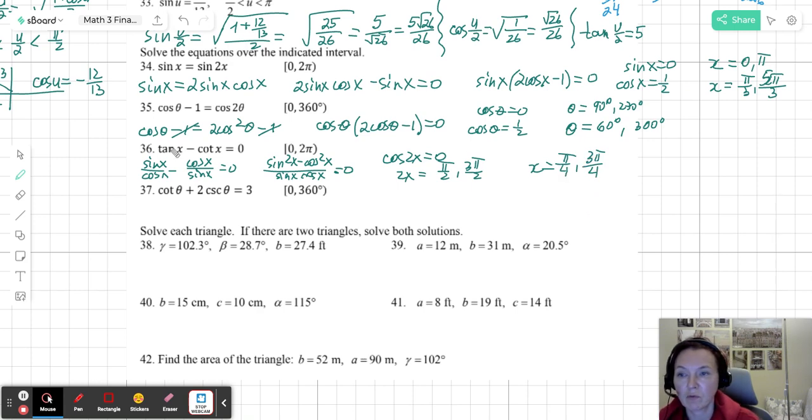When x equals pi over 4, both tangent and cotangent equal 1. And then when x equals 3 pi over 4, both of them equal -1.